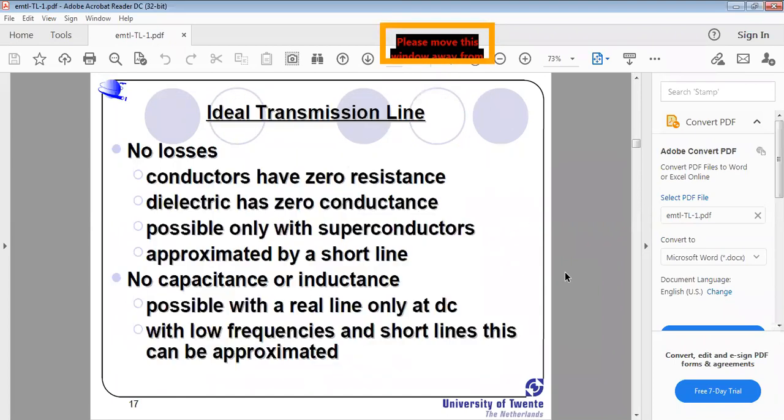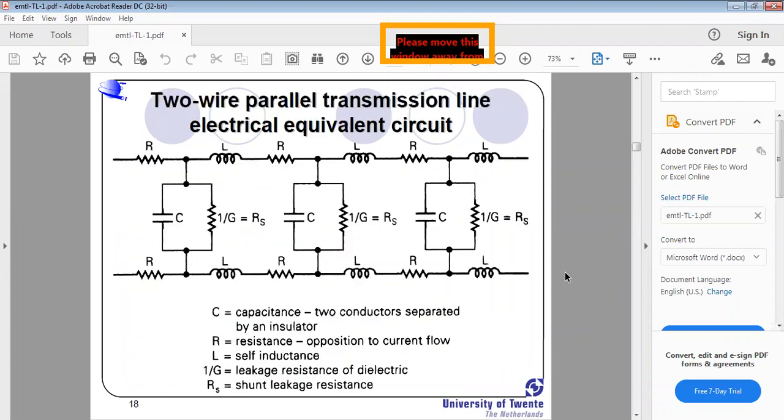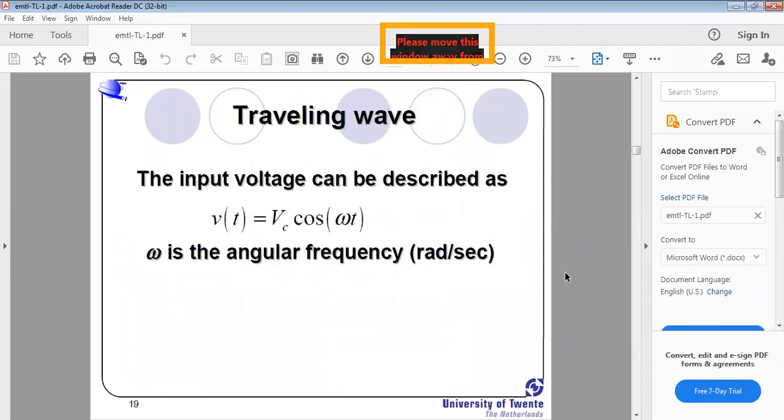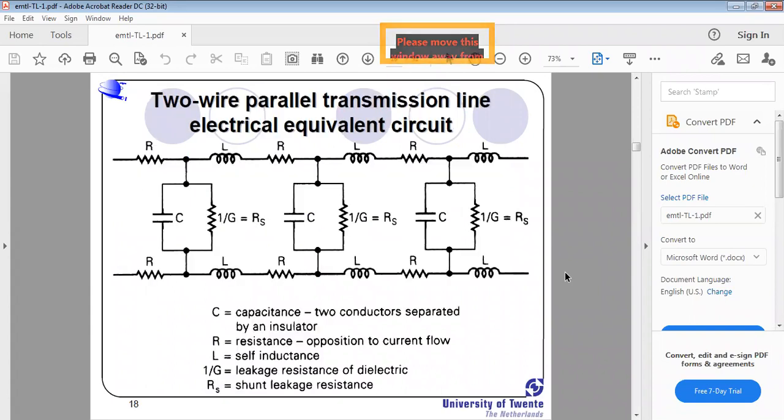What are the characteristics of the ideal transmission line? What are the typical parameters which affect the characteristics of the transmission line? This is the equivalent circuit of the transmission line. Remember that point, remember that diagram. It is very important.